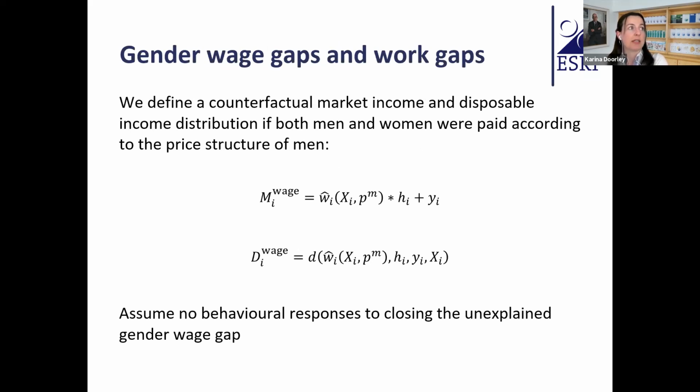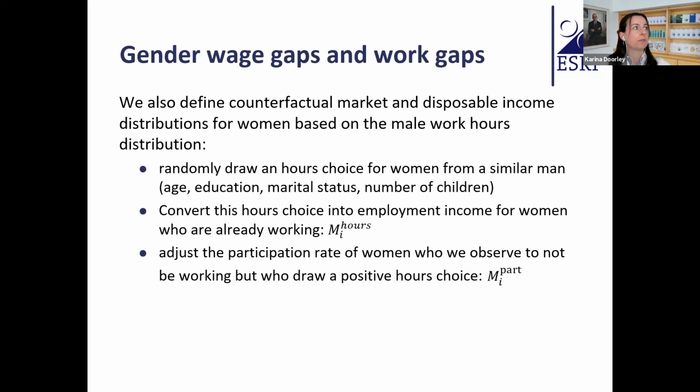So to do that, we have to define some counterfactual market income and disposable income distributions. So the first set is if both men and women were paid according to the price structure of men. So this really allocates the male price structure to female characteristics and comes up with counterfactual wages for women, which is then translated into employment income and used in our microsimulation model. And importantly here, we assume no behavioral responses to closing the unexplained gender wage gap. So we're assuming that women aren't going to increase their labour force participation in response to higher wages.